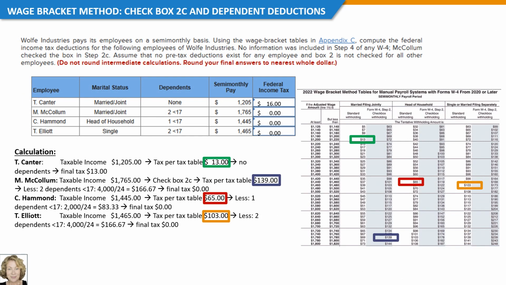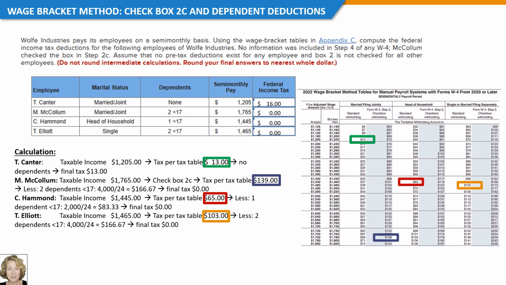Here's another example that illustrates what we have to do when employees have dependents. Wolf Industries pays its employees on a semi-monthly basis. Using the wage bracket tables in Appendix C, compute the federal income taxes for the following employees of Wolf Industries. No information was included in Step 4 of any W-2 except McCollum checked the box in Step C. Assume that no pre-tax deductions exist for any employee, and Box 2 is not checked for all other employees.